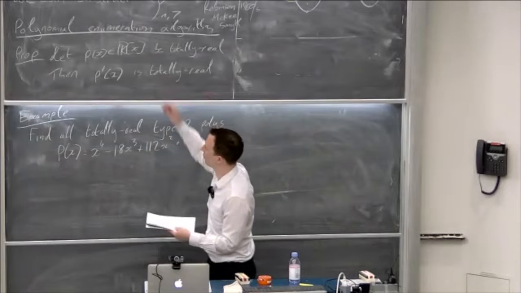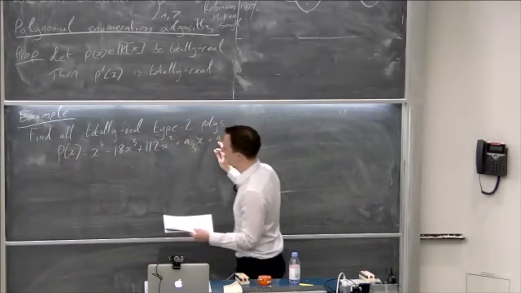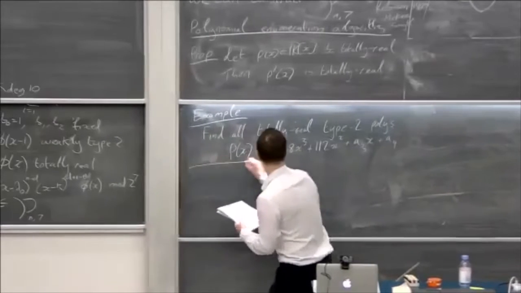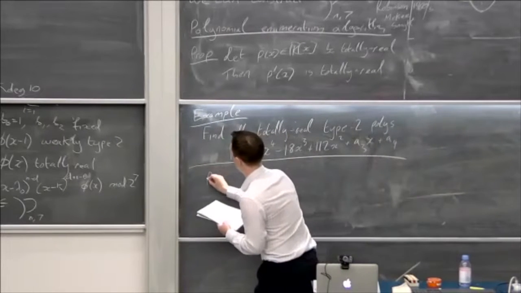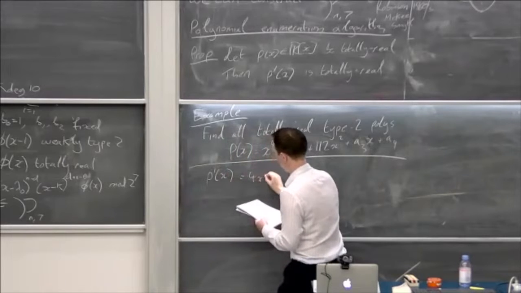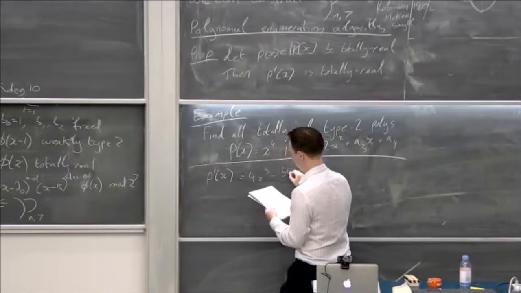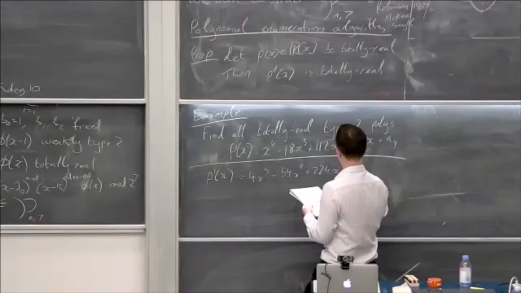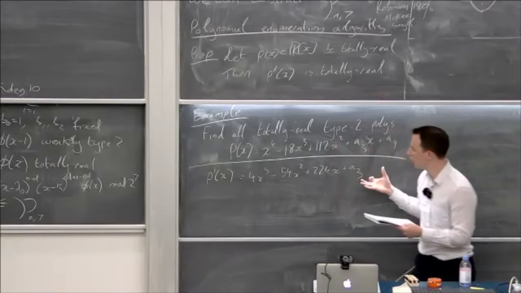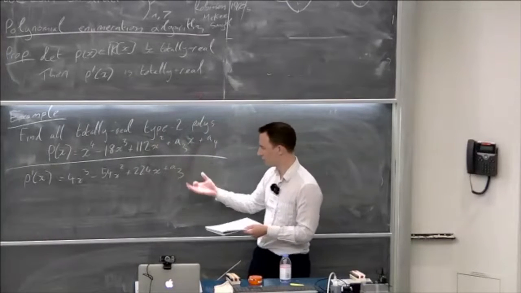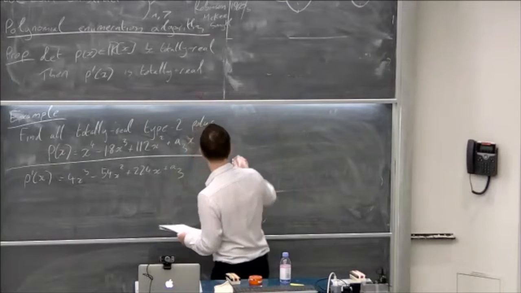So I just apply this proposition, and what I can do is take the derivative. I take the derivative, and I write that down. That's just 4x to the 3 minus 54x squared plus 224x plus a3. So I know that this is also totally real. Now I can get some bounds for a sub 3.